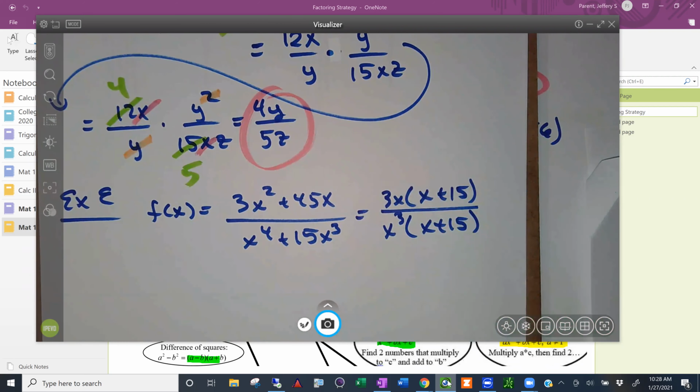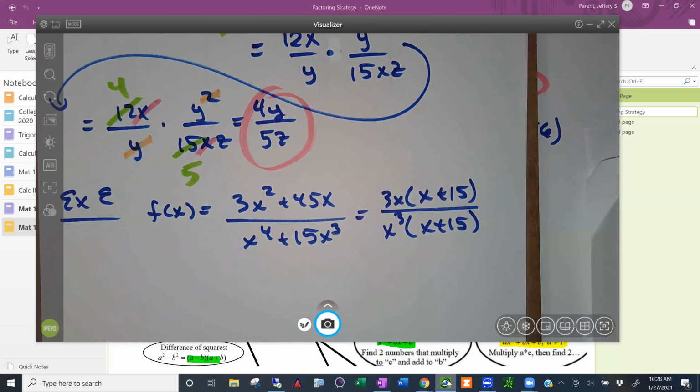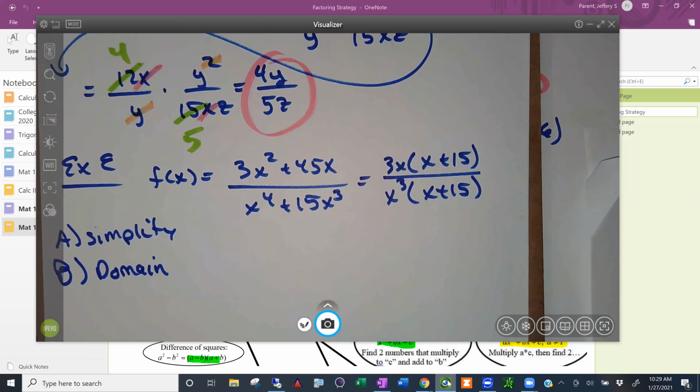I do get some cancellation. I'll leave some space here to take care of that in a minute. But remember, you're going to be asked for two things. One is to simplify, and the second is the domain. So B is the domain. So we take away the x plus 15. We cancel those out, eventually. For the domain, you remember domain is associated with which coordinate? Is it your x coordinate or your y coordinate? X. It's the x coordinate.